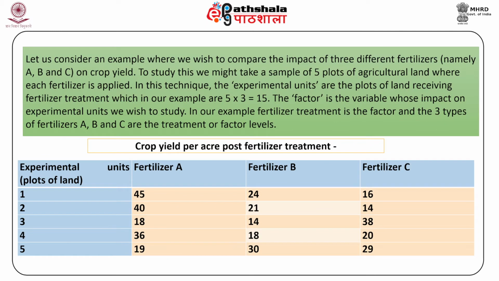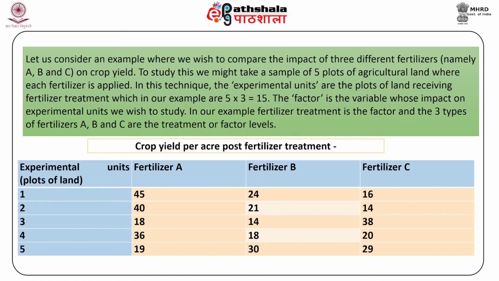So let us consider an example where we wish to compare the impact of three different fertilizers, let's say A, B and C, on crop yield. To study this, we might take a sample of 5 plots of agriculture land where each fertilizer is applied.